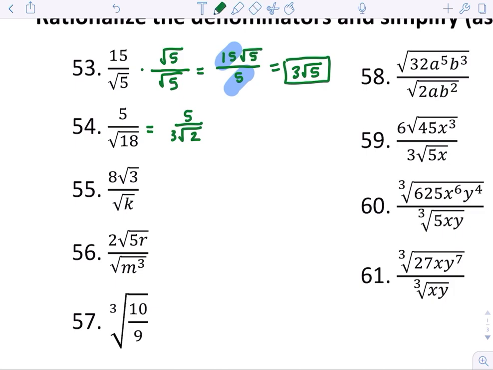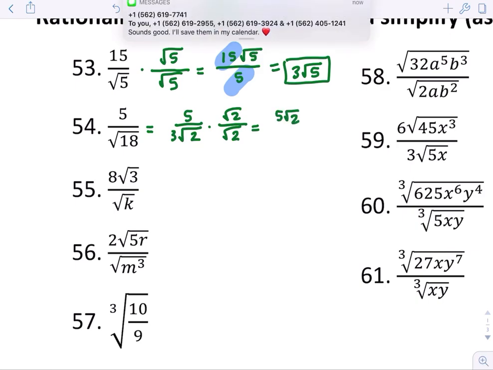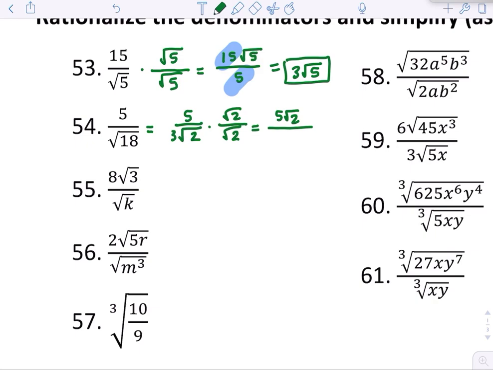So 3 radical 2 is the simplification of radical 18. Okay, now we need to get rid of the radical in the denominator. So we gotta multiply top and bottom by, well, it's a square root, so we need everything to be a power of 2 on the inside. So since that's 2, we need to multiply it by another square root of 2. So 5 rad 2, all over 3 times square root of 2 times square root of 2 is square root of 4, which is just 2. 5 root 2 all over 6.